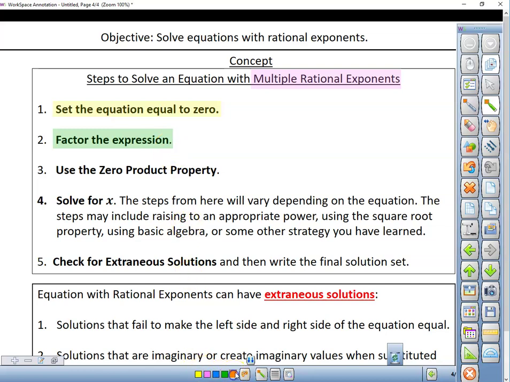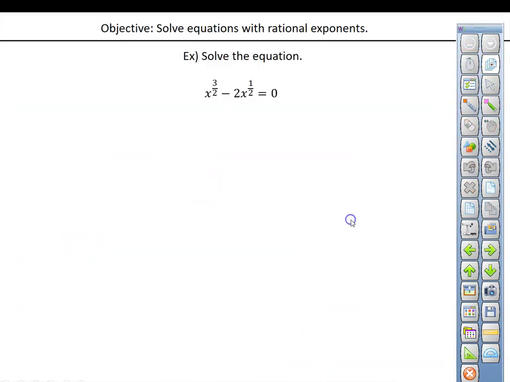Once we have that product of factors equals 0, we then always use our zero product property. Then we'll do basically what we were doing on the previous problems, because we'll have an equation that will be similar to those. So we'll solve for x using our algebra skills, and then again check for extraneous solutions. We've got to make sure that they work. All right, so let's take a look at this problem.